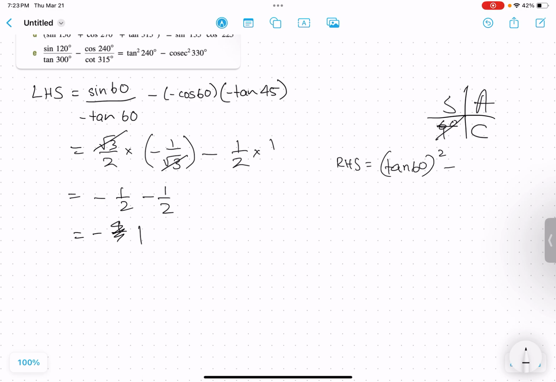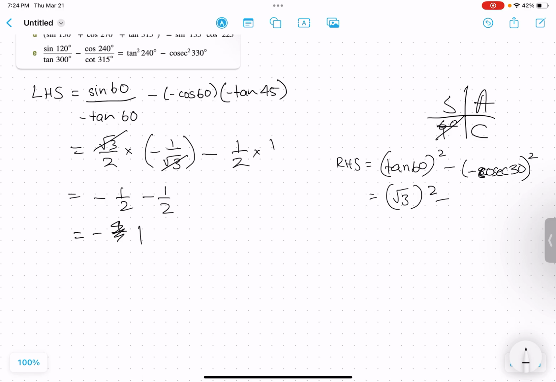And then cosec is the reciprocal of sine. And sine 330 is negative. So not that it matters, it's being squared. So cosec 330 is the same as negative cosec 30, and we're squaring that. So tan 60 is root 3, so root 3 squared. I'll just put root 3 squared for a second. Minus times minus is positive.